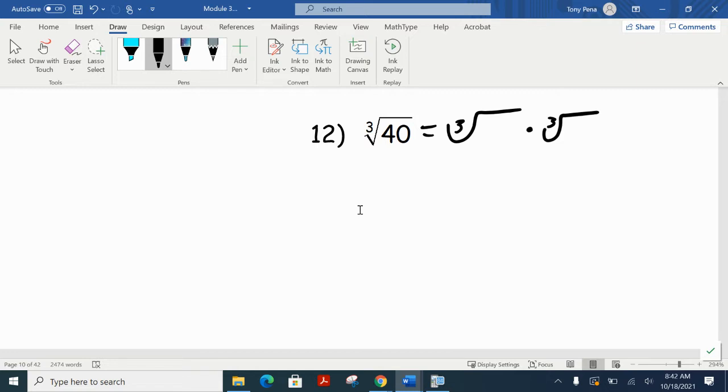Okay, I saw Jason first. What do you think, Jason? 85. Good. 8 was a perfect cube of what, Jason? 2. So that becomes a 2, and then the cube root of 5 you're going to leave alone. All right.